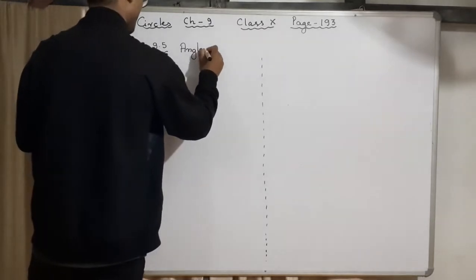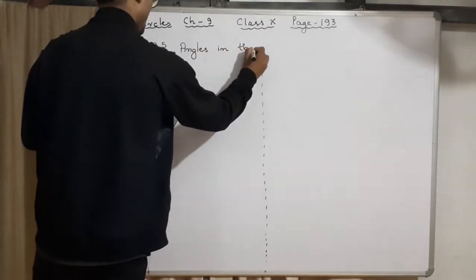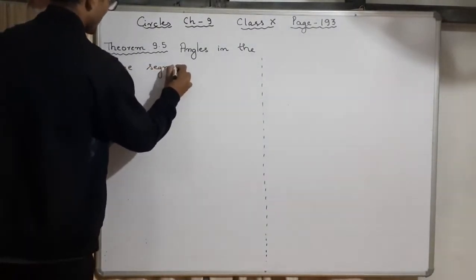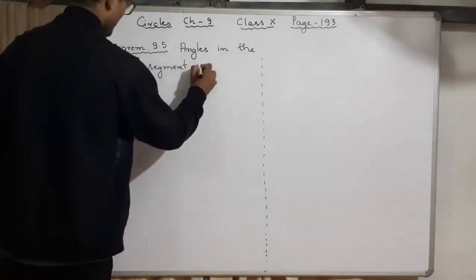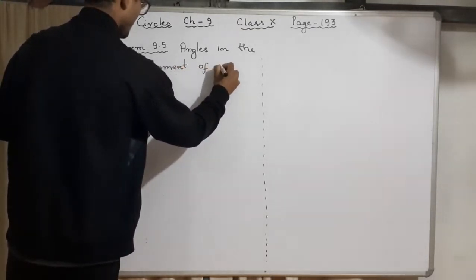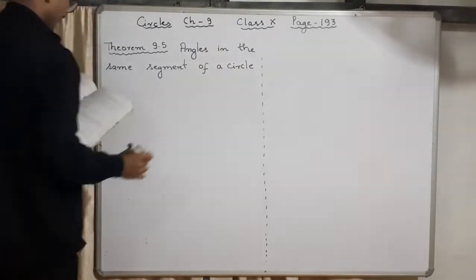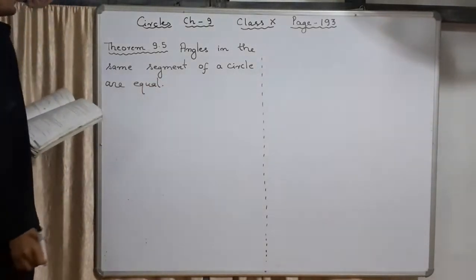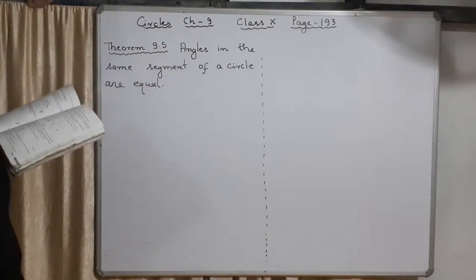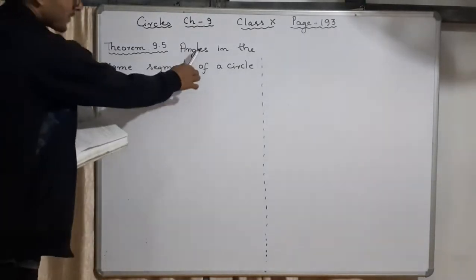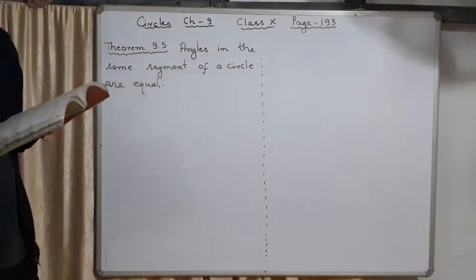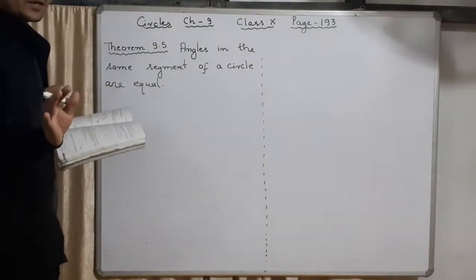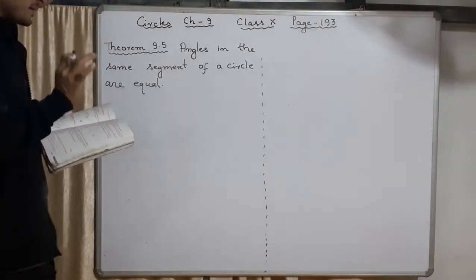Angles in the same segment. Very important. When you are solving your numericals, these are going to be important things so that you can directly use the results. Are equal. Okay, angles in the same segment of a circle are equal. Remember, there is plural here, angles. That means we are talking about more than one angle. There are 2 angles, 3 angles, 4 angles maybe. So those are all going to be equal if they are inside the same segment.